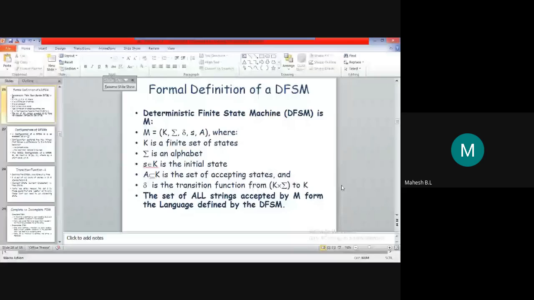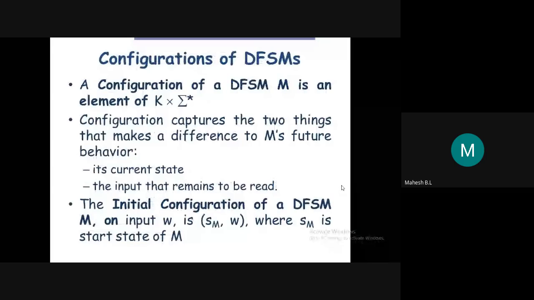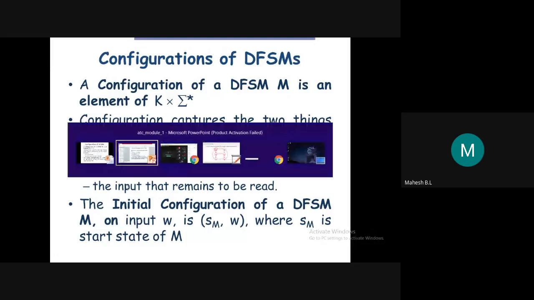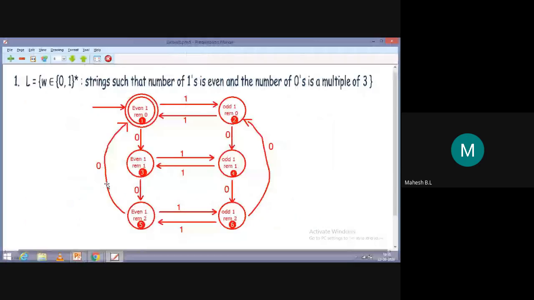Then configurations of DFSM. The configuration captures two things. One is the current state, and another is the input that is remaining to be read. Let's consider one example here, and you will understand what a configuration is. All of you actually have the idea of configuration.